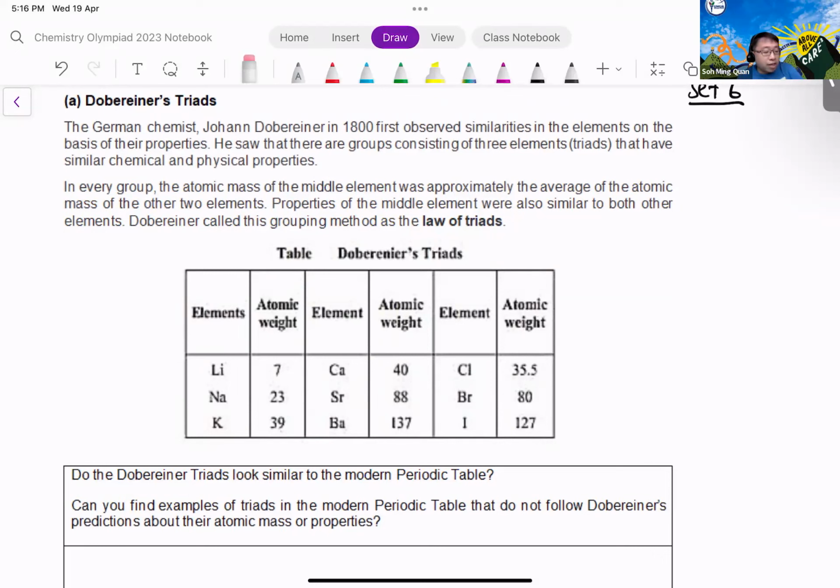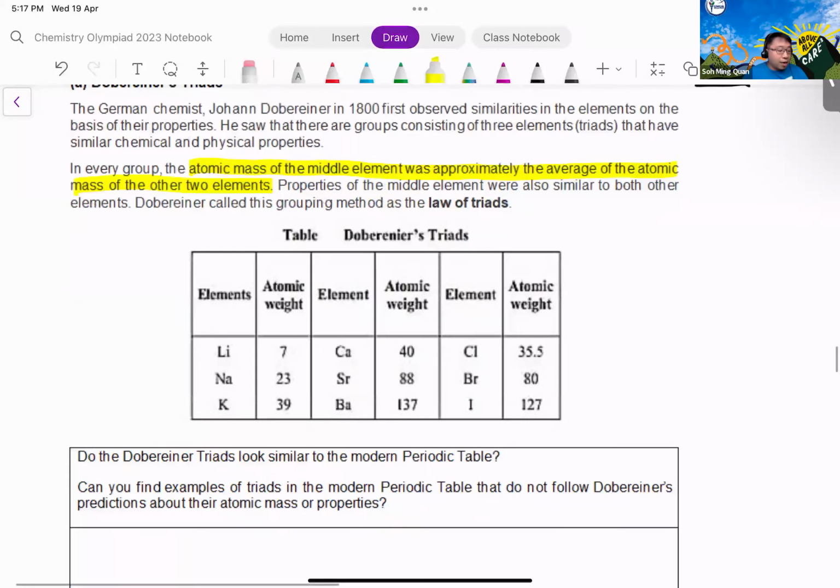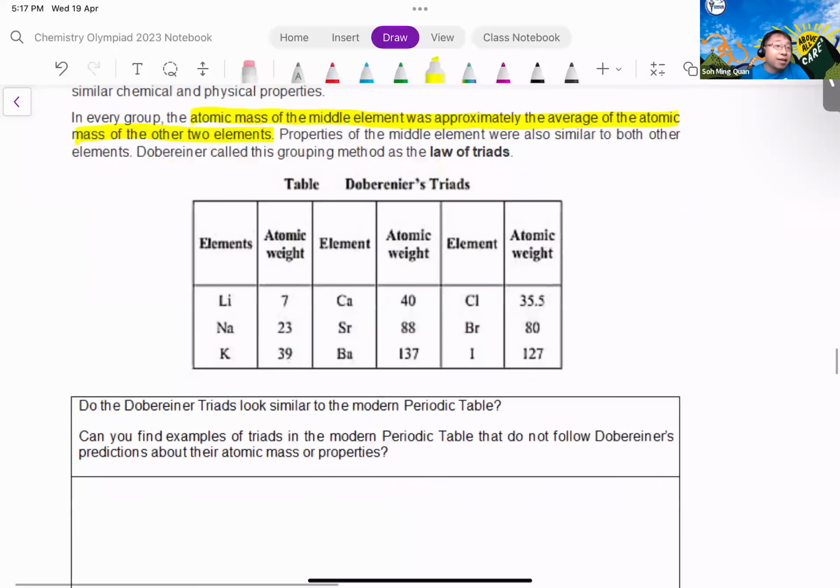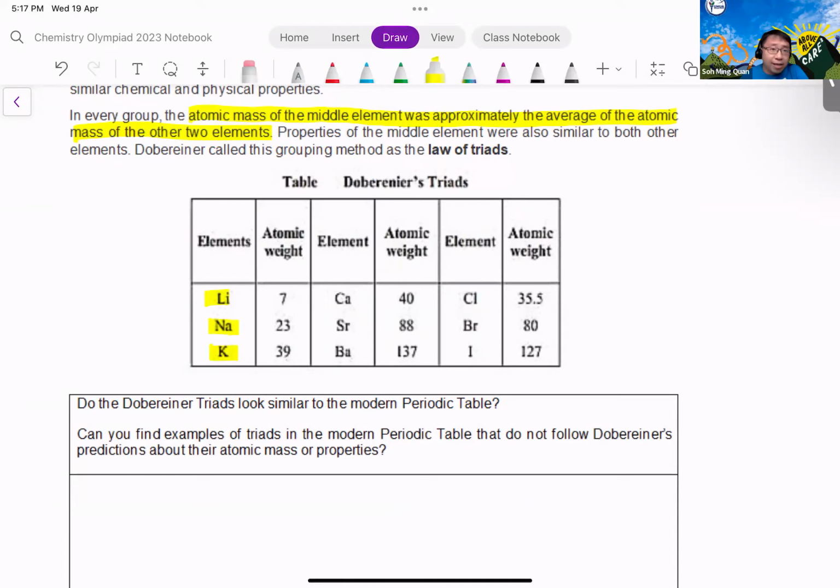Moreover, he did also notice that the atomic mass of the middle element was approximately the average of the atomic mass of the other 2 elements above and below it. So take, for example, he saw lithium, sodium, potassium formed a nice triad. And he realized that the middle element, which was sodium, had an atomic mass that's the average of lithium and potassium. So you can take a look. 23 is the average of 7 and 39. Okay, so that's how he came up with what we call the law of triads.